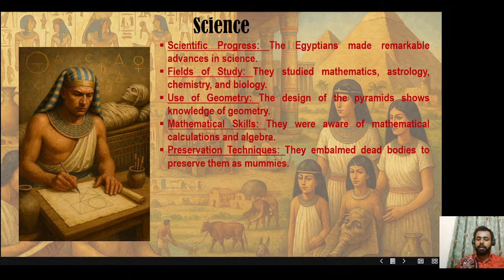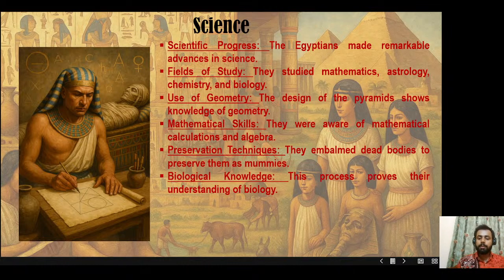They embalmed dead bodies to preserve them as mummies. So they covered the dead bodies and preserved them as mummies. Mummies means the dead bodies are preserved properly and kept for thousands of years. They knew how to preserve the dead bodies. This process proves their understanding of biology.